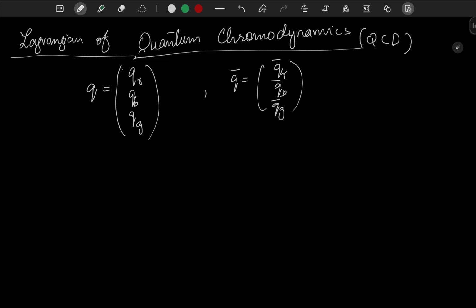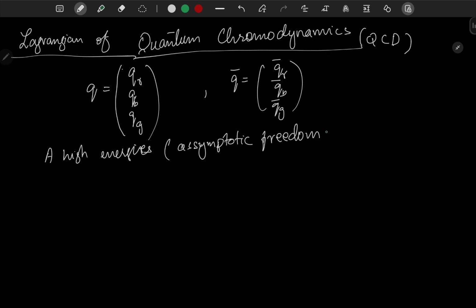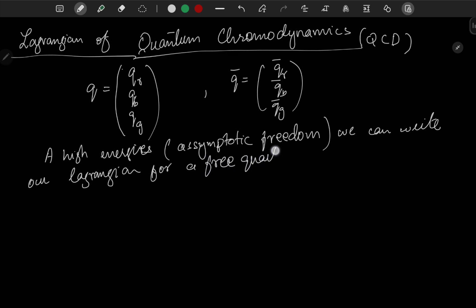Okay, so we will start from the fact that at high energies, asymptotic freedom, we can write our Lagrangian for a free quark.